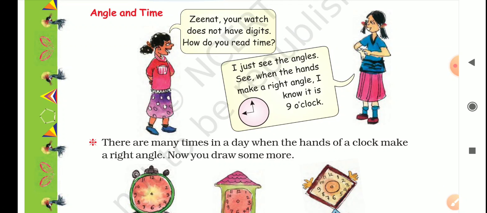Now here one girl is asking Zenat that you wear a watch, but in your watch there are no digits. Digits means numbers. There are no digits, so how do you read time? Let's see what Zenat answers.